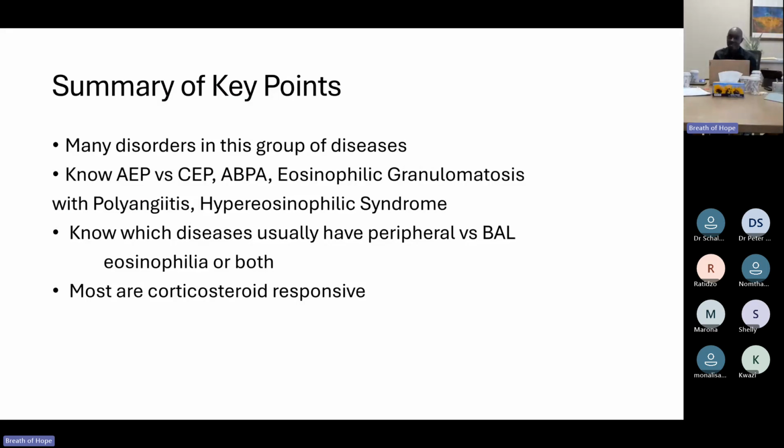So the summary of the key points, of course, will be the main disorders in this group of diseases: non-acute eosinophilic pneumonia, besides chronic eosinophilic pneumonia, ABPA, eosinophilic granulomatosis with polyangiitis, hypereosinophilic syndrome. We also know which diseases usually have peripheral eosinophilia, besides from the alveolar lavage, or both, and most are corticosteroid responsive. And this is really more key probably for the pulmonology fellows in training. Thank you. Thank you very much.